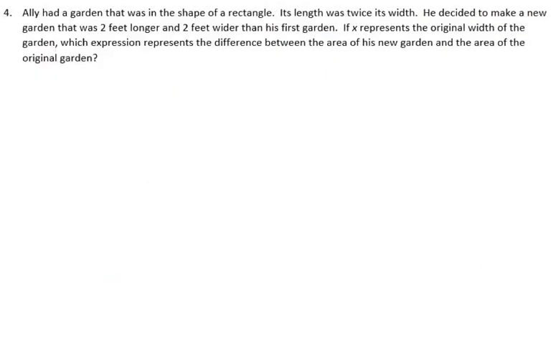Now in our final question, this is a little bit more complex question. There's a lot of reading to go on here, so we're just going to take it sentence by sentence and see what we got. It says, Allie has a garden that is the shape of a rectangle. So I can go ahead and draw that garden, shape of a rectangle. And it says that its length is twice its width.